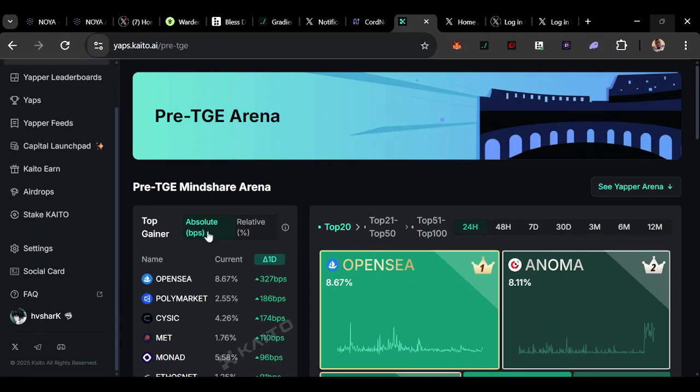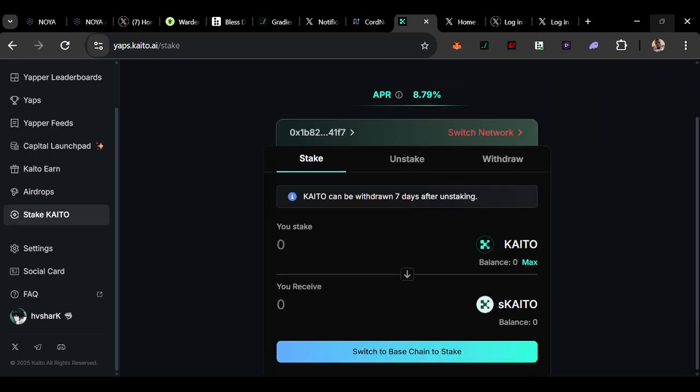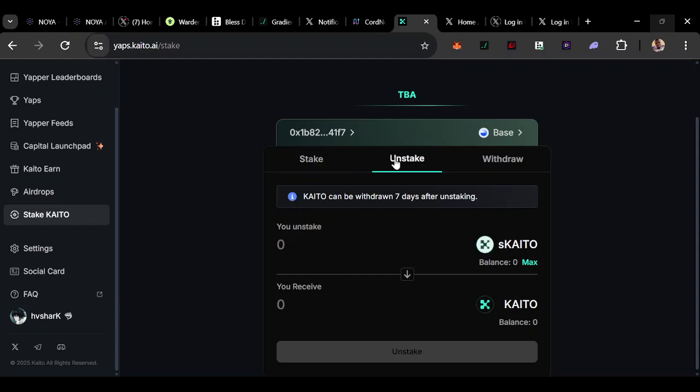Now, just in case you want to stake some Kaito, it's very simple. You just have to come to this place. Then, of course, switch to Base, connect your wallet, and make sure you connect your wallet. And a point to note is that if you are staking and you want to unstake, it will take you 7 days to unstake. All right. So that is exactly what you have to do.